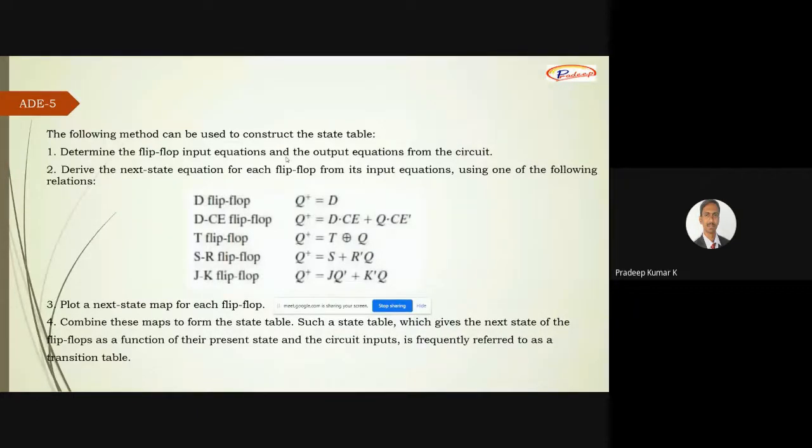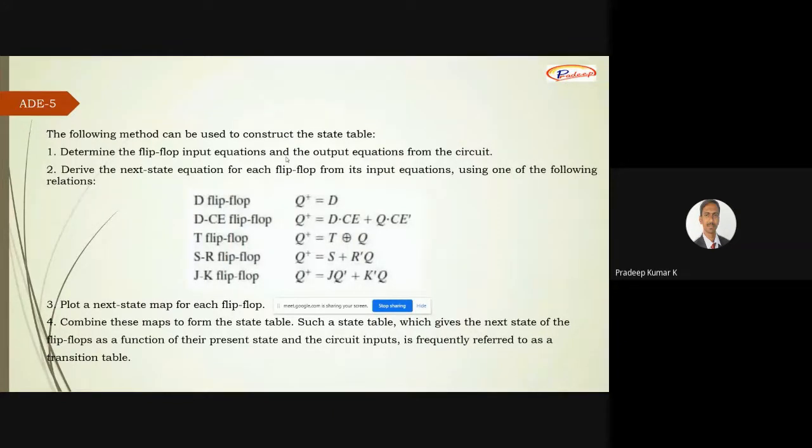As I said, the D flip-flop has this kind of facility. You can copy these equations, which give the logical equation of all the flip-flops. The D flip-flop will have Q plus, where plus indicates the next state. Q plus will be equal to D for the D flip-flop. Similarly, for the D flip-flop with clock enable, Q plus, the next state output, depends upon the combination of D into CE, where CE stands for clock enable, plus Q into CE bar, where CE bar is the complement of clock enable.